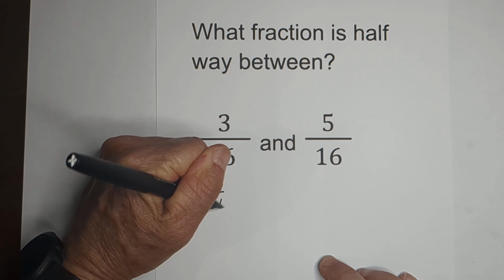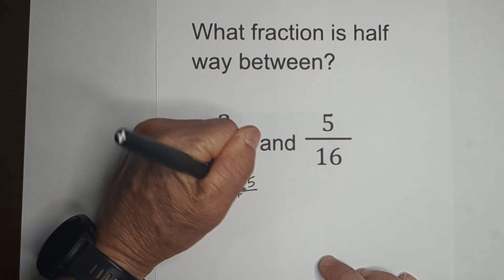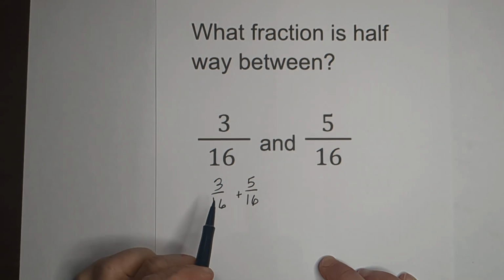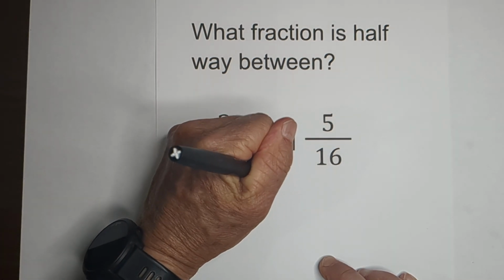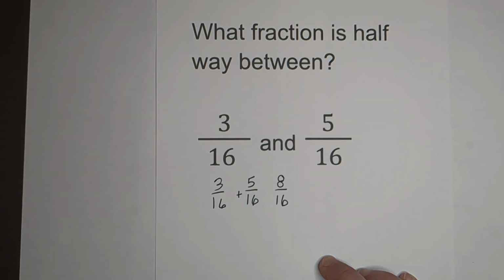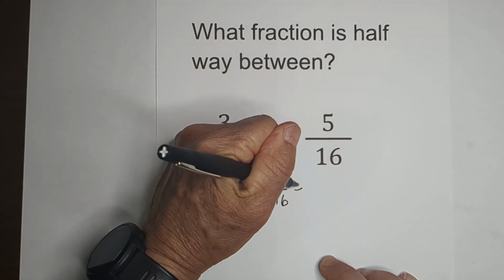We have 3/16 plus 5/16. And since the denominators are the same, we just add straight across. So that will give us 8/16. Okay, now let's go ahead and divide it by 2.